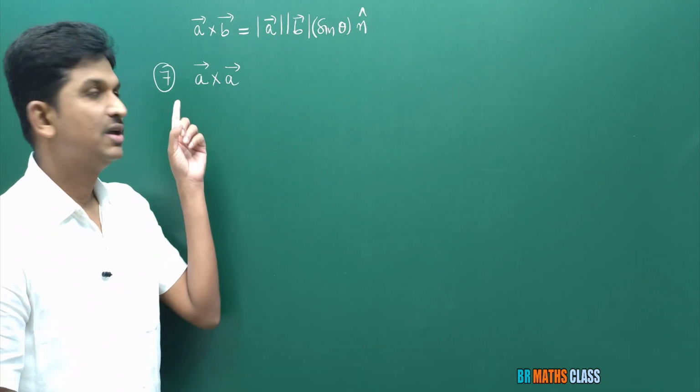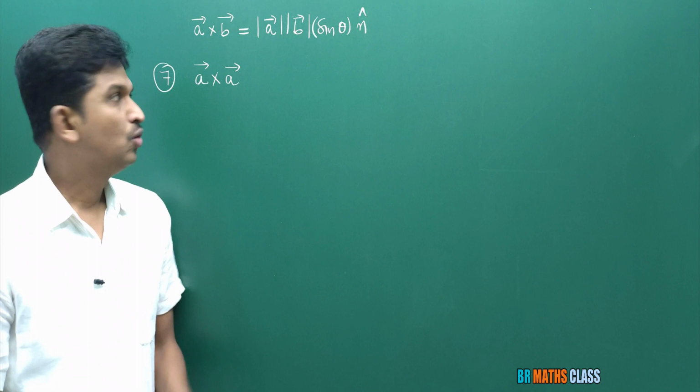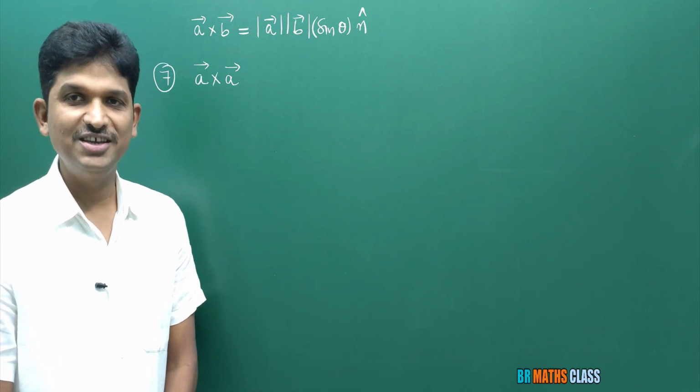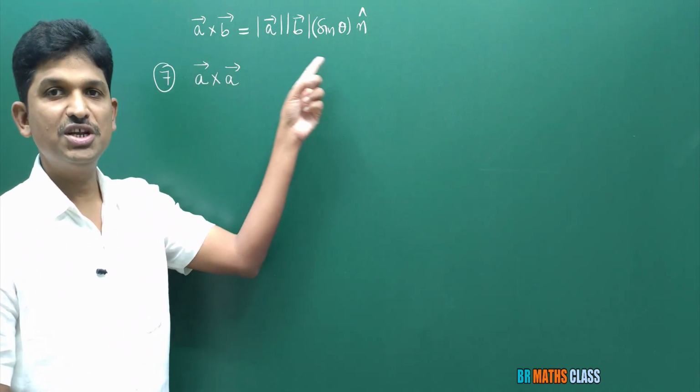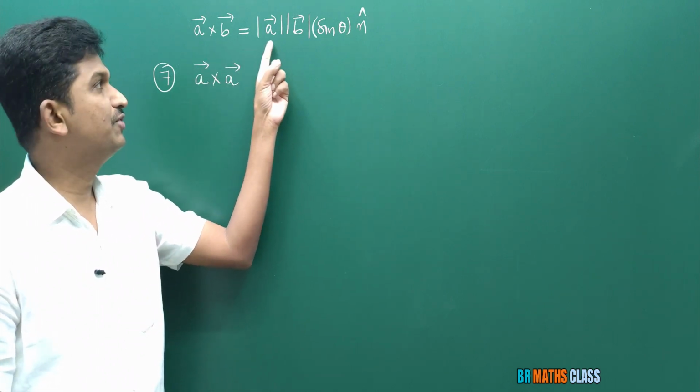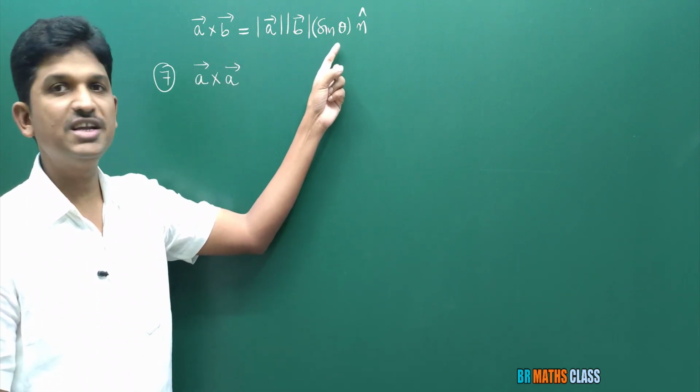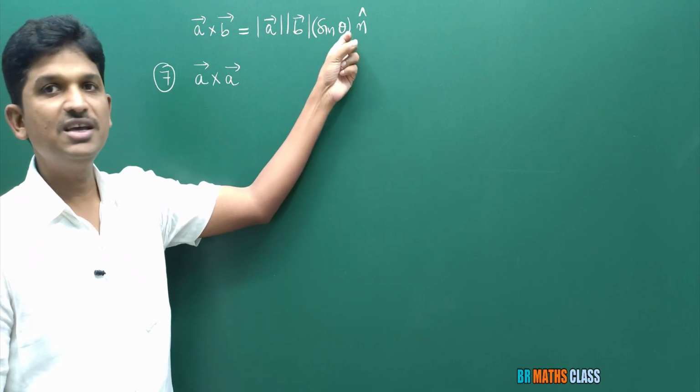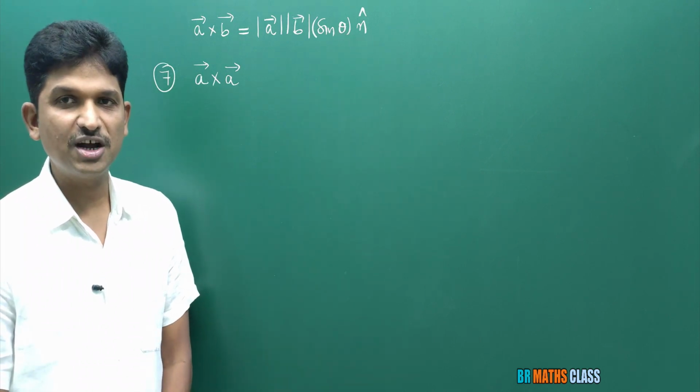You observe, this is the 7th formula. What is A bar cross A bar? This is the definition we learned from the cross product of vectors. A bar cross B bar is magnitude of A bar into magnitude of B bar into sin theta into n cap. Here theta is the angle between the vectors A bar, B bar.